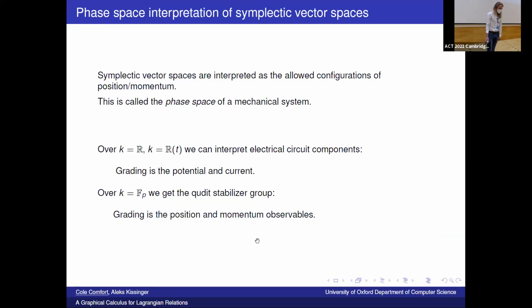So the two examples we're going to be working with are electrical circuits and stabilizer circuits, quantum circuits. Over the real numbers, or the real numbers where you adjoin an invertible generator freely, this is semantics for electrical circuits. So the grading on the one side is potential and the other side is current. But over prime fields in the stabilizer setting, the grading is position and momentum observables, so the Z and X observables.